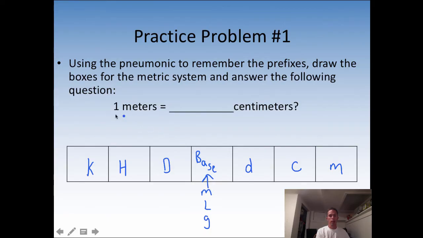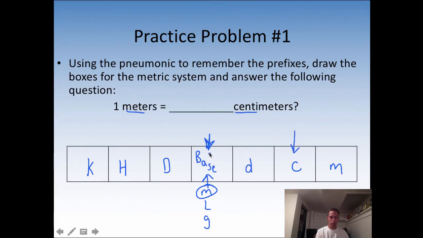And so now we can answer this question, 1 meter equals how many centimeters? So right now we're in the meter box. It started with meters, and meters is right here. We want to go to centimeters. We want to figure out how many centimeters are in 1 meter. We need to come over here to the centa box, okay?